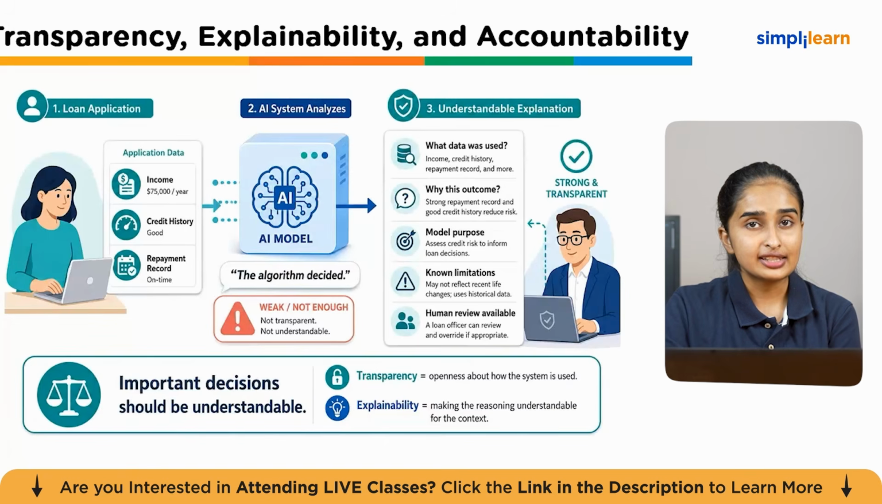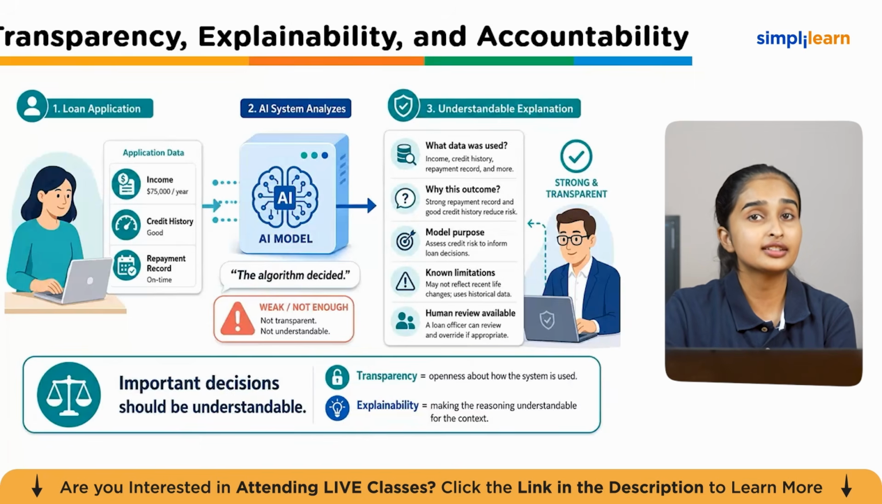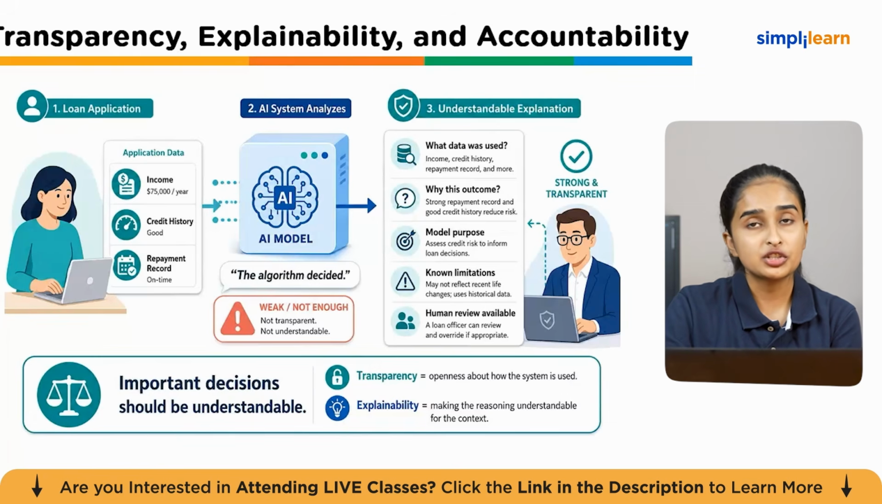When a data-driven system influences an important decision, people may reasonably want to understand how that decision was reached. Now this is where transparency and explainability become important. Transparency means being open about relevant aspects of how data and analytical systems are being used. Explainability means making the reasoning or factors behind an output understandable enough for the context in which it was used.